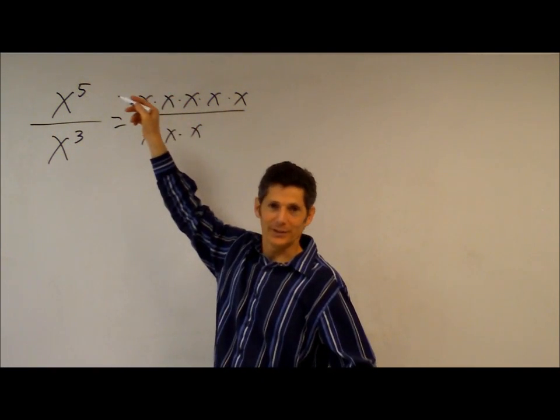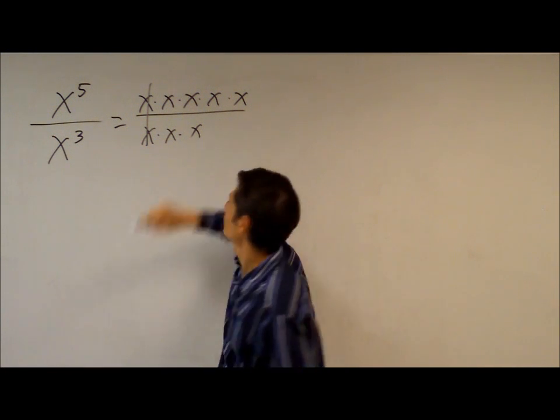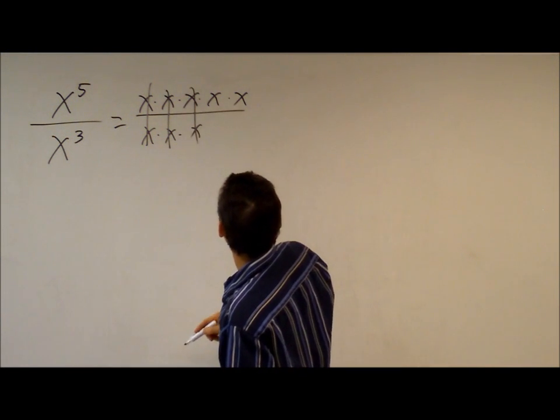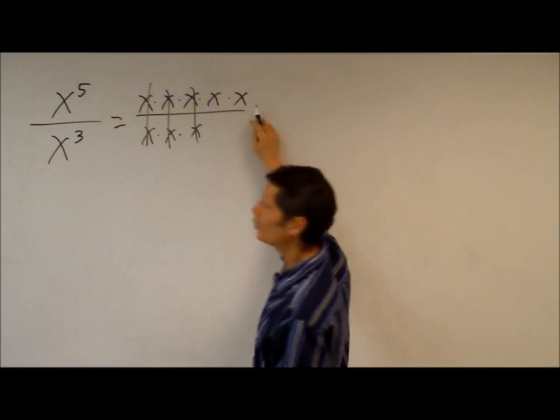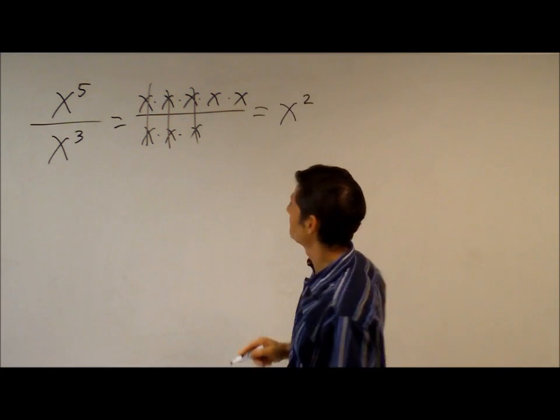I know what x over x is. That's just 1, so I can simplify it by making 1 out of those two x's. 1, 1. And I'm left with 2 x's on top. I'm just going to write that as x squared.